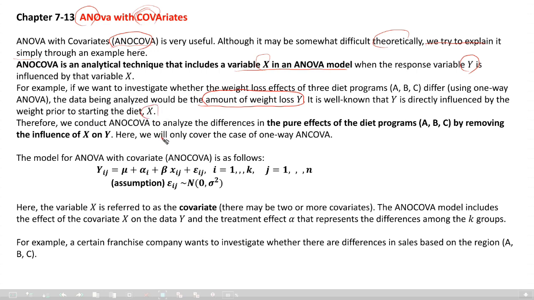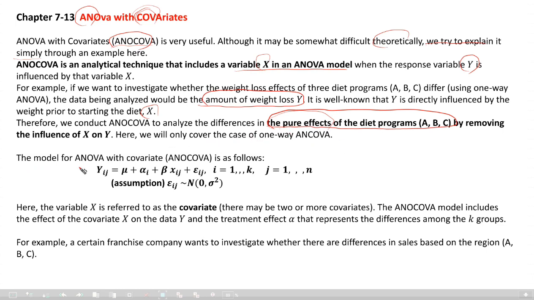So the heavier a person is, the more weight loss they will get. That is common sense. Therefore, we conduct ANCOVA to analyze the pure effect of diet programs A, B, and C. We want to know the pure effect of A, B, C. How? By removing the influence of X on Y. Here we will only cover the case of one-way ANCOVA.